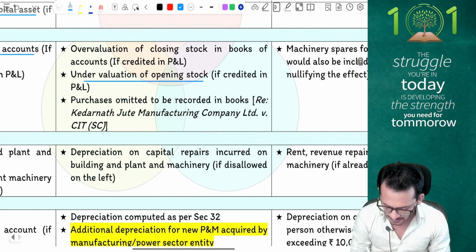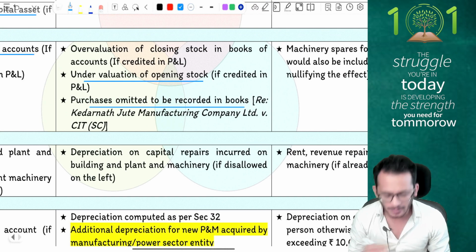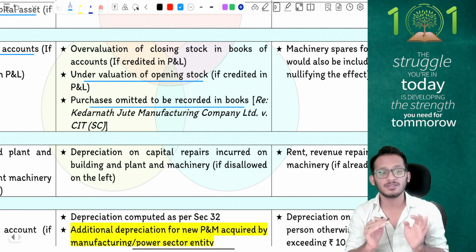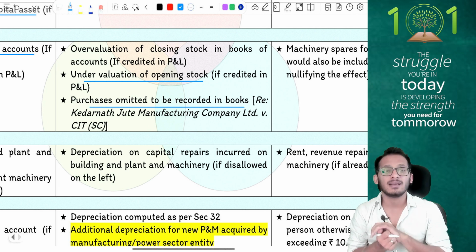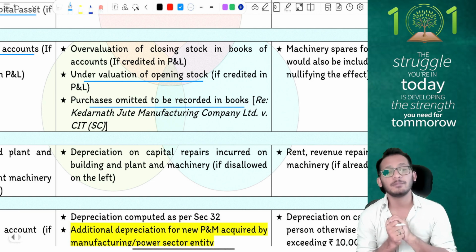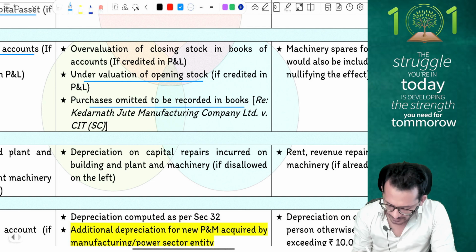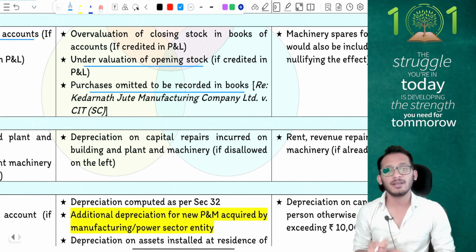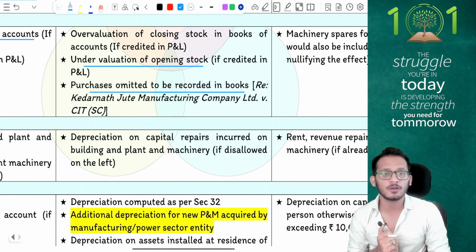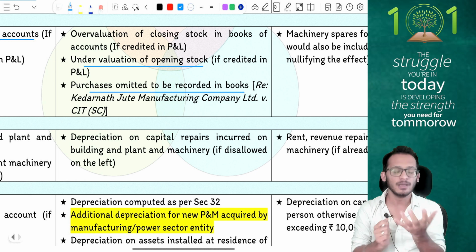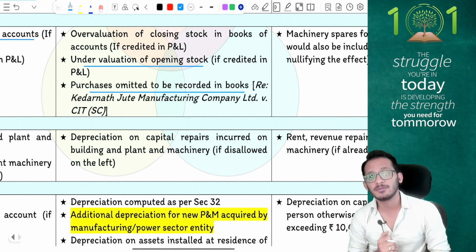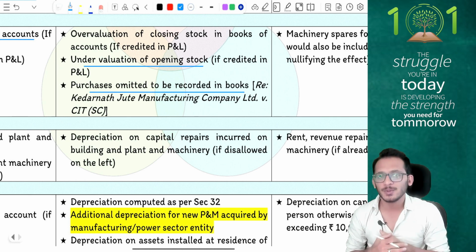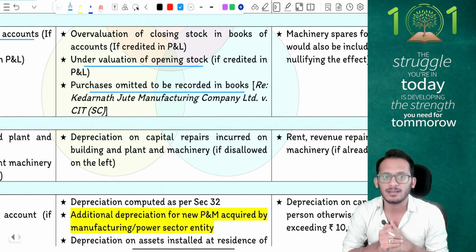The critical one comes and says purchases which are omitted to be recorded in books of accounts. If you get a question in the exam which says there are some purchases which have not been recorded in books of accounts, and an assessing officer is not allowing it despite it being genuine, the case law of Kedarnath Jute Manufacturing Company came and clarified that if the purchases are genuine and if you have bills, some documentary evidence like purchase inward document, your e-way bill and everything which can justify this as a purchase made by you, you can claim it as a deduction, and the actual invoice will not be the sole deciding authority.